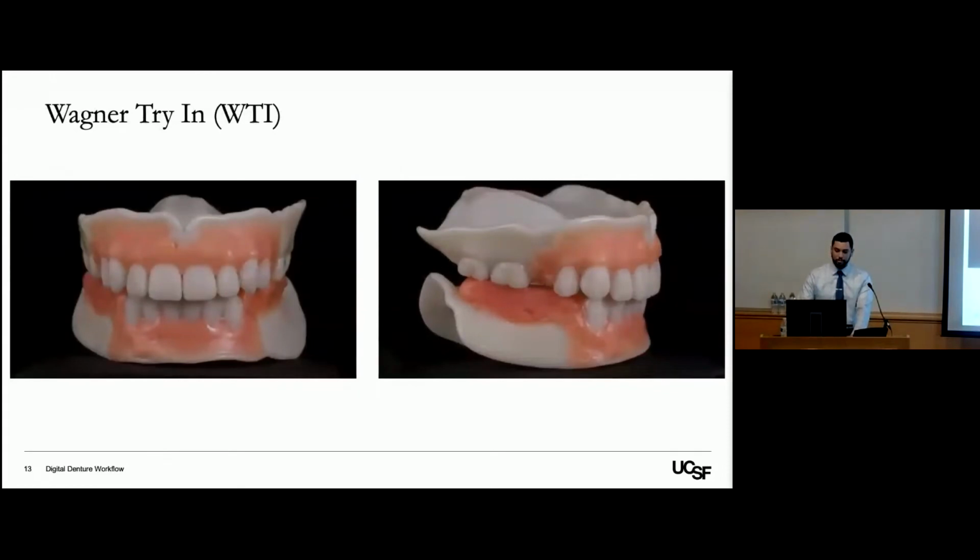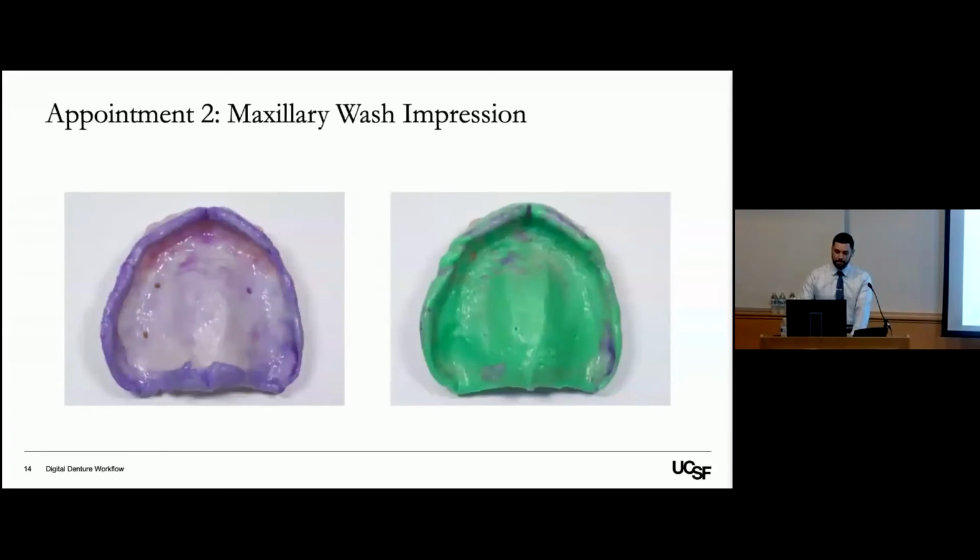After my approval, these are the Wagner Tryons that I received. The upper teeth are set in a proprietary wax created by Dr. Steve Wagner that allows a clinician to easily make denture tooth adjustments by simply warming the wax in a water bath. I started with border molding the maxillary WTI with the heavy body PVS impression material. After that, I performed a wash impression using a light body PVS impression material.